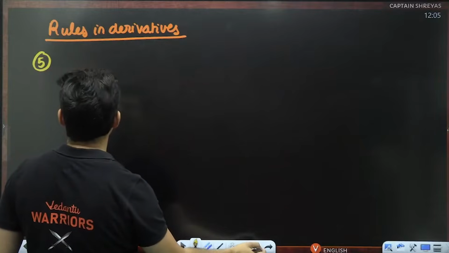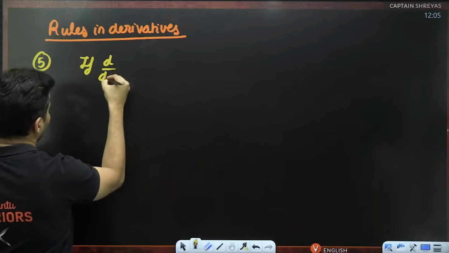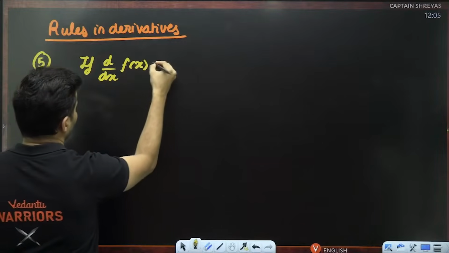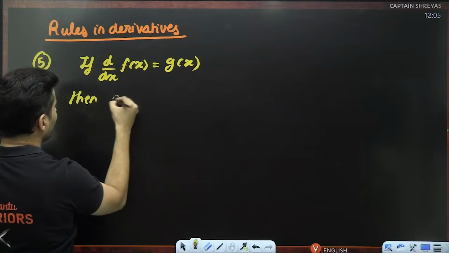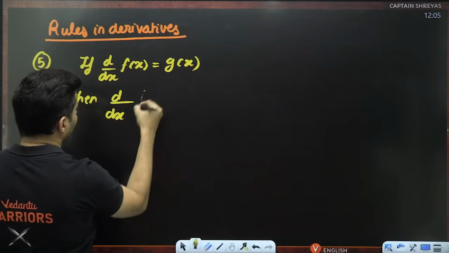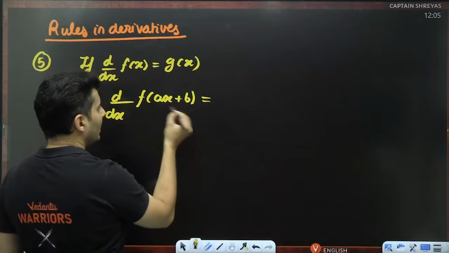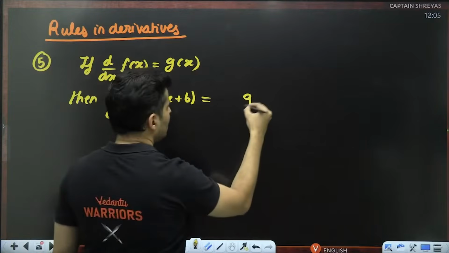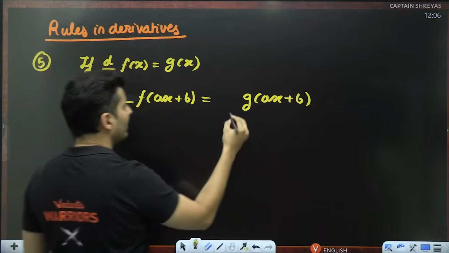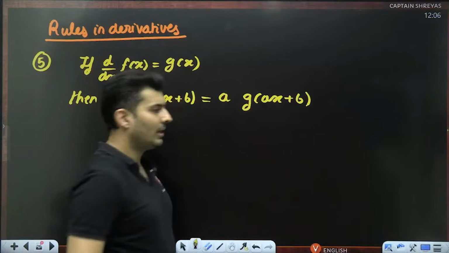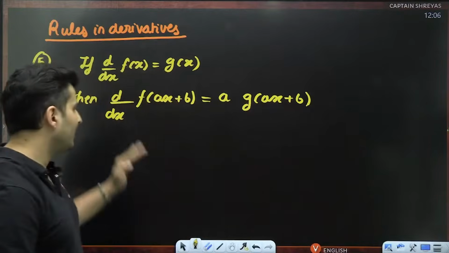In fact, before going to the chain rule, let me show you another rule. If derivative of f of x is, let's say, g of x, then derivative of f of ax plus b is g of ax plus b, but that a will come outside. That's all. So this is called as the ax plus b rule.